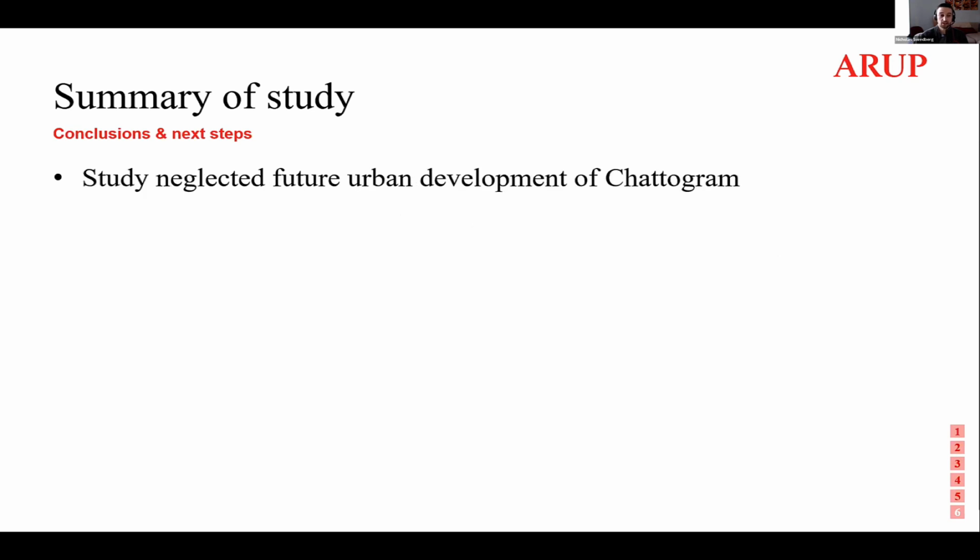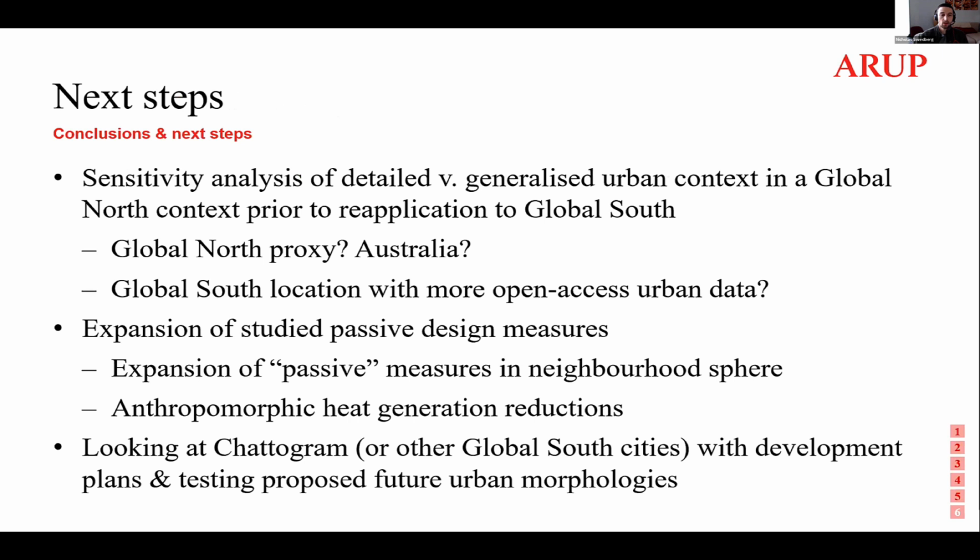This study did neglect future urban development within Chattogram, so it didn't model future proposals, which could be a potential risk factor. So some next steps include sensitivity analysis of a detailed versus generalized urban geometry, maybe using a global north proxy first and then returning to a global south location, just to test an area with more open access data, an expansion of what the term passive measures means in the context of this study, maybe looking at anthropogenic heat generation reductions, such as suggesting pedestrian-only zones, and then testing future morphologies within urban development. And that's it.